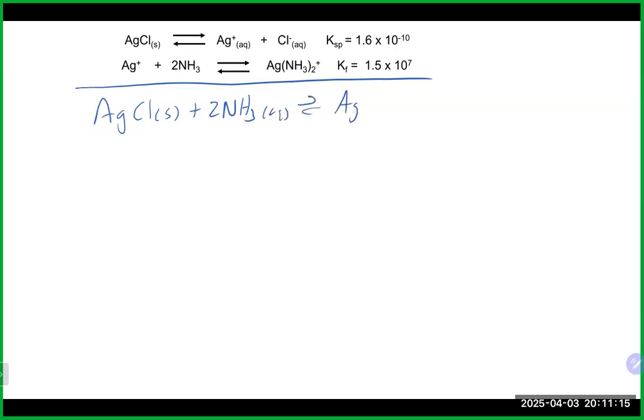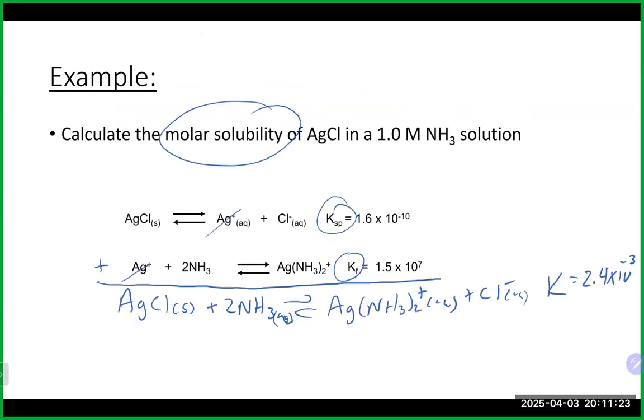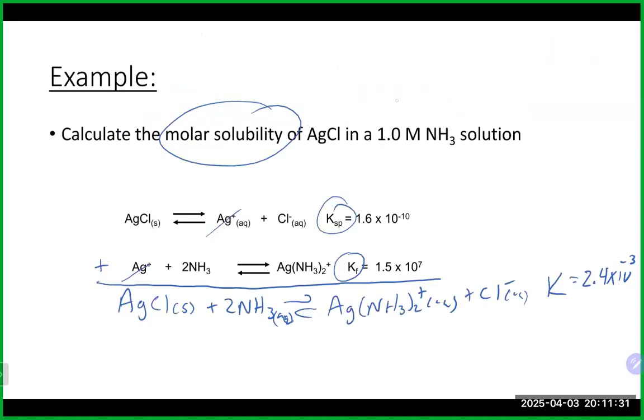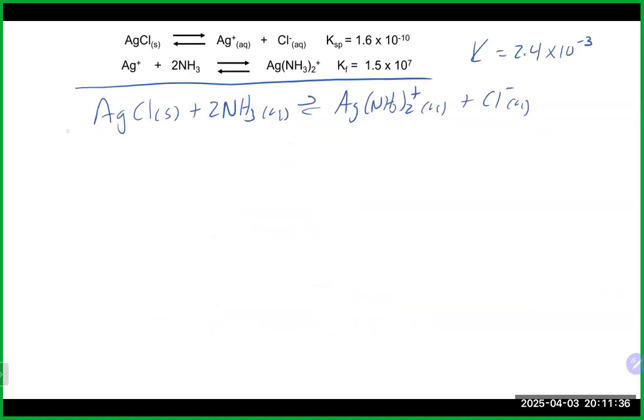Again, giving us our complex ion and our chloride here. And of course, we just got our K, which is 2.4 times 10 to the minus 3. All right, the only number we're given is 1 molar of ammonia. So when we go to our ICE table, that looks like the only one that we got going on in this case. This is going to be 0 and 0.